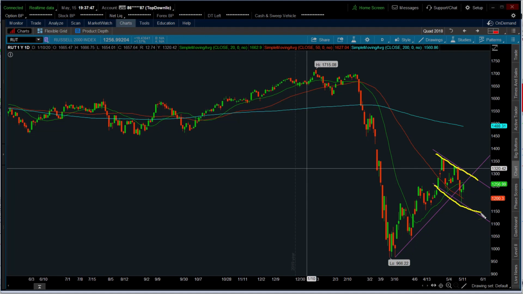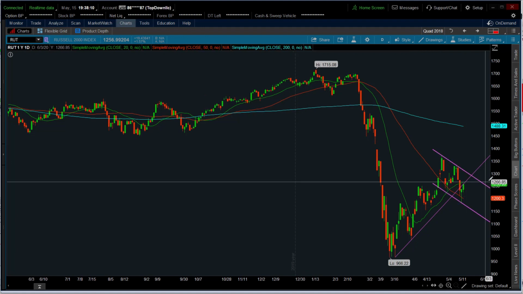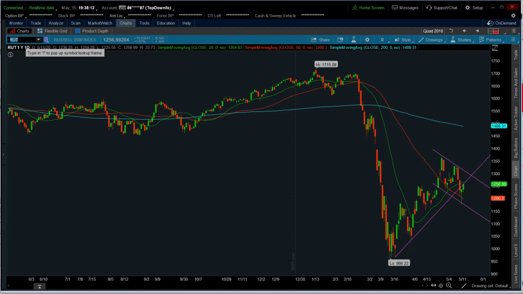This is because the Russell was relatively weak recently, and again, up until Friday, and was basically leading the charge to the downside early on. Notice also that it has broken its uptrend right here as well. Okay, let's move on now to moving averages.